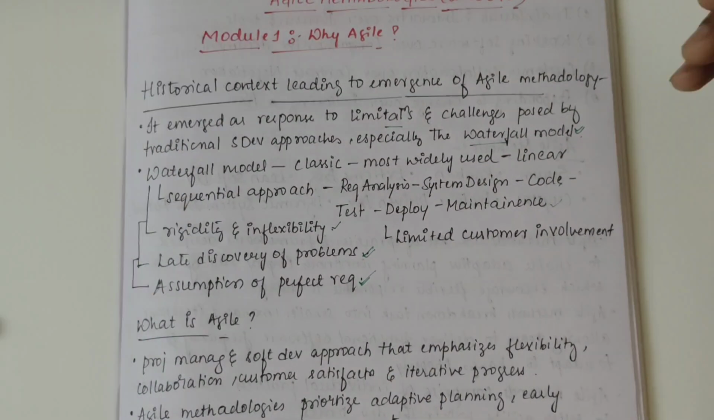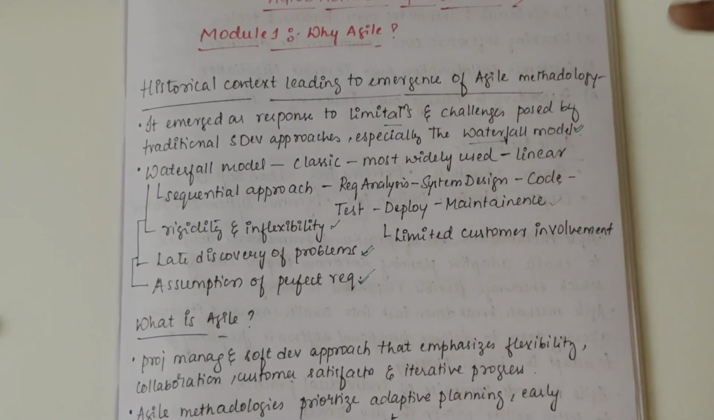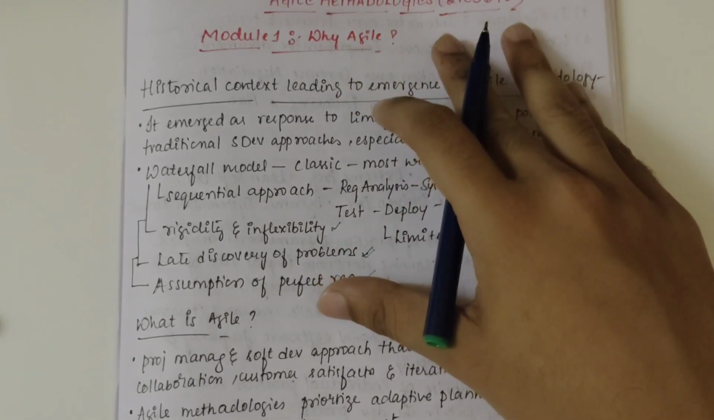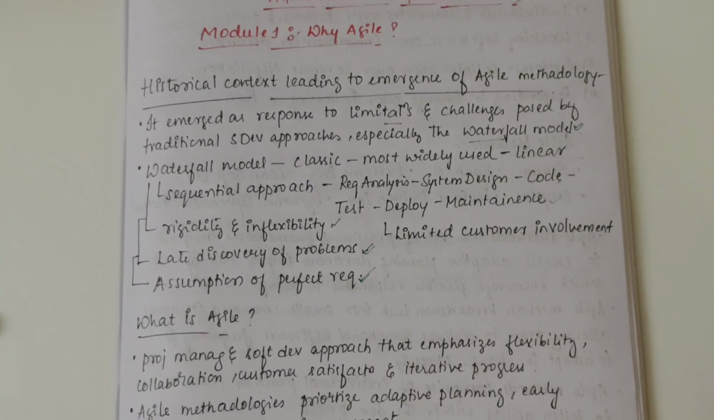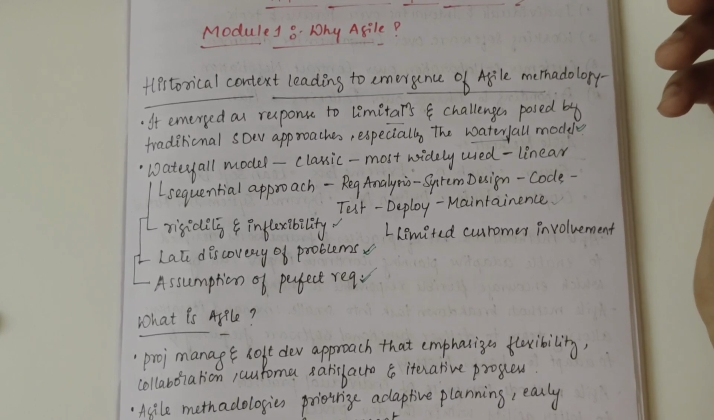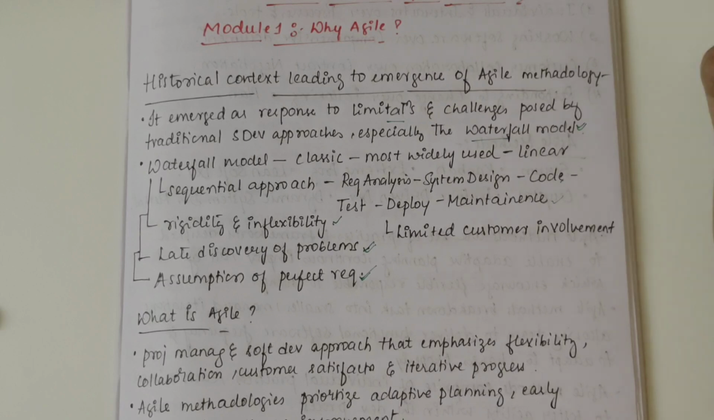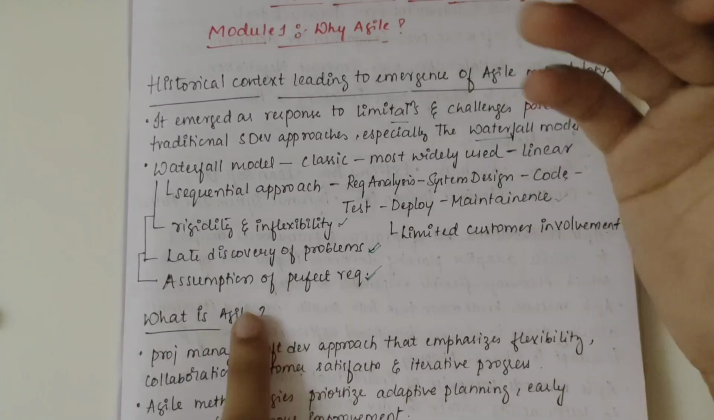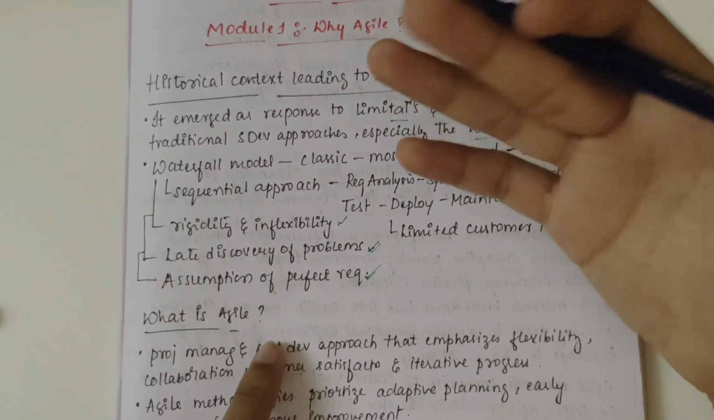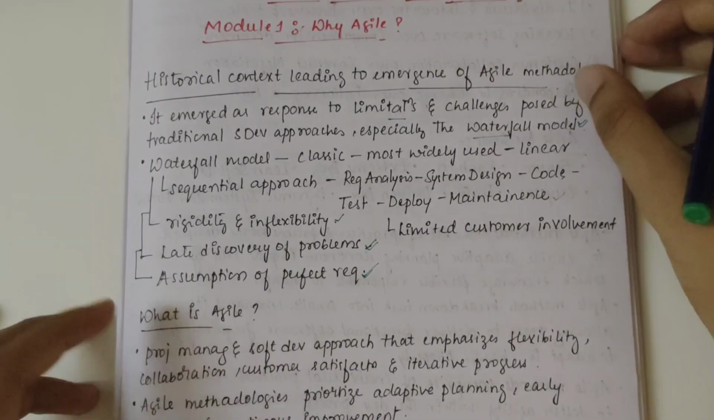Then we have the assumption of perfect requirements. When we start our first process, that is requirement analysis, we tend to assume that the requirements provided by the user are perfect. So after taking those requirements, I need not get back. I can finish the project in one go, and then at later stages I can get back to the customer. But this is not true, right? Once the customer has given a set of requirements, after a week or a month, he might come again and say, okay, make these changes to whatever I told you earlier. In that situation, it is not feasible for us to make the changes then and there. So all these drawbacks led to the emergence of Agile methodology.